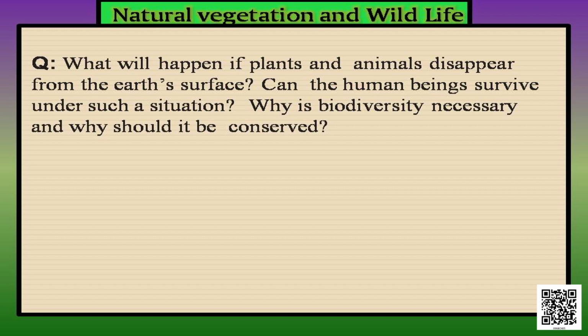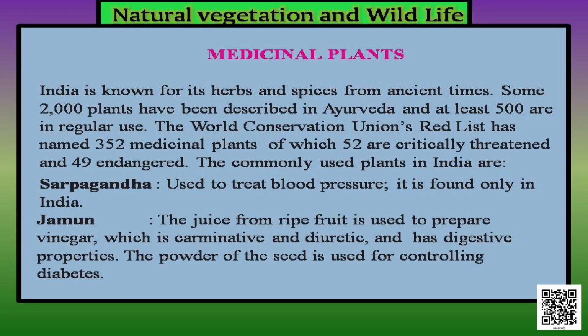The answer to the question is yes, plants and animals play a major role in our life. Without plants, we cannot survive. The plants and trees in the forest not only moderate the climate, they also bring rainfall, which is very essential for the survival of human beings. You might have heard about different types of medicinal plants. India, from very ancient times, has had a rich variety of herbs and spices.